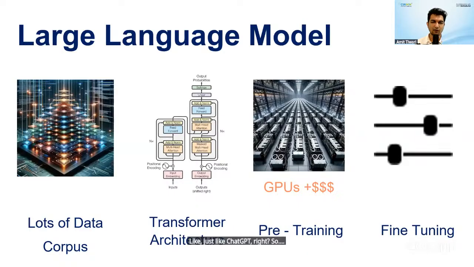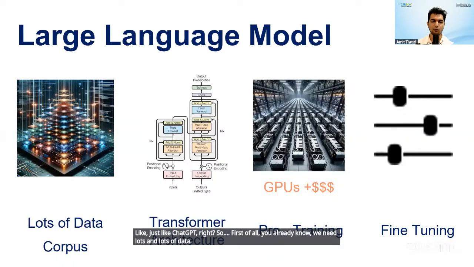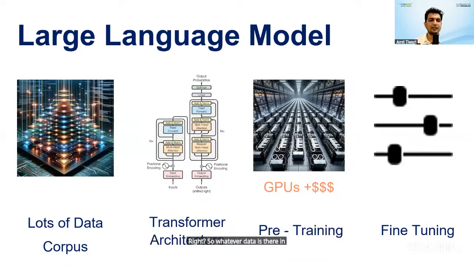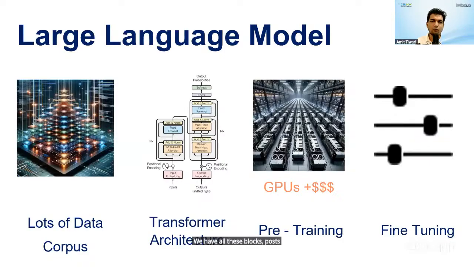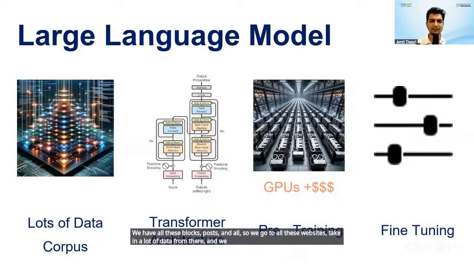So first of all, you already know we need lots and lots of data, right? Whatever data is there on the internet, we scrape that with tools called web scrapers. We go to each website and take the data from there. We have Wikipedia, social media, GitHub, Quora, Reddit, all these blogs and posts. We take a lot of data from all these websites and store it in a file which we call a corpus.